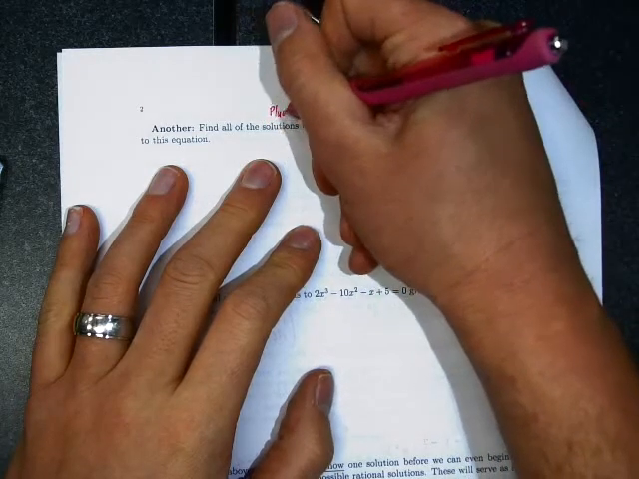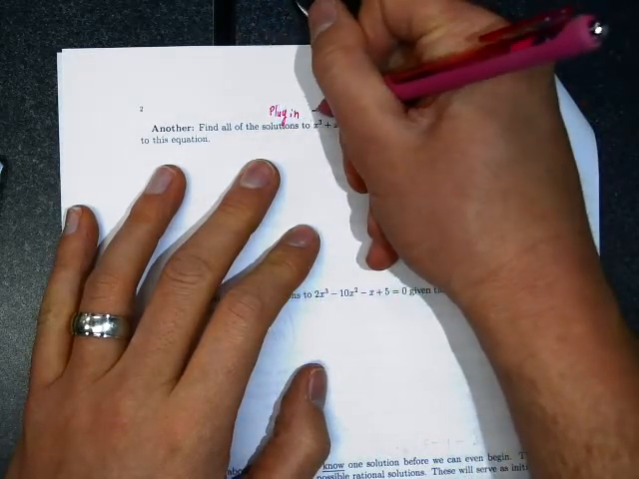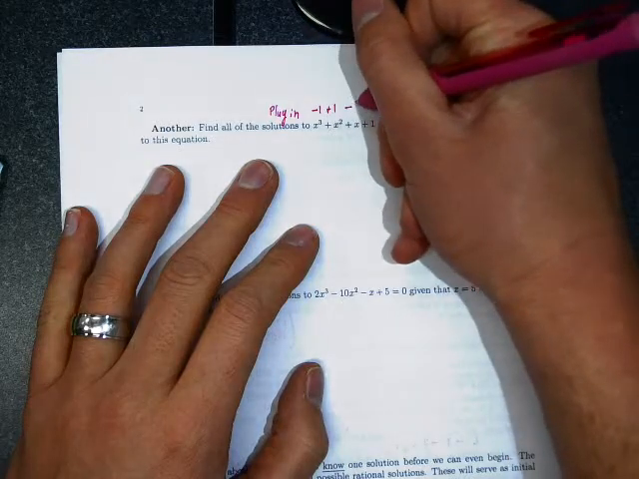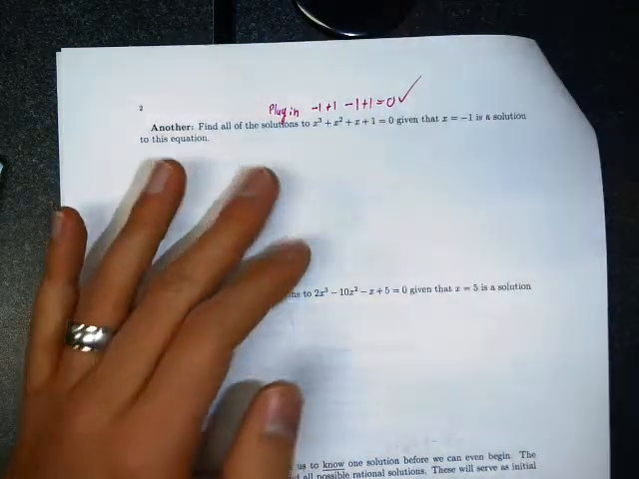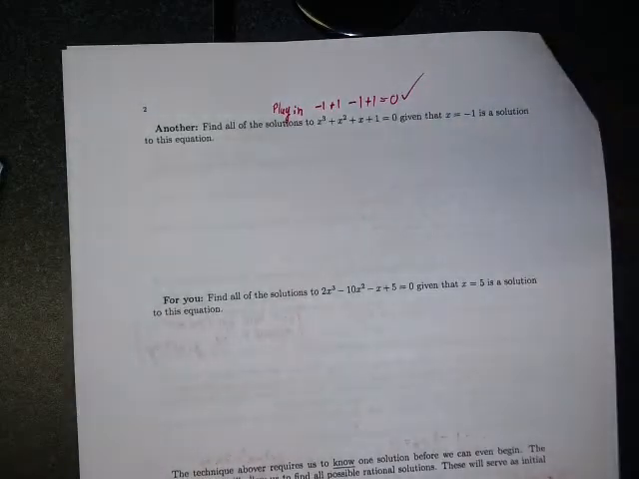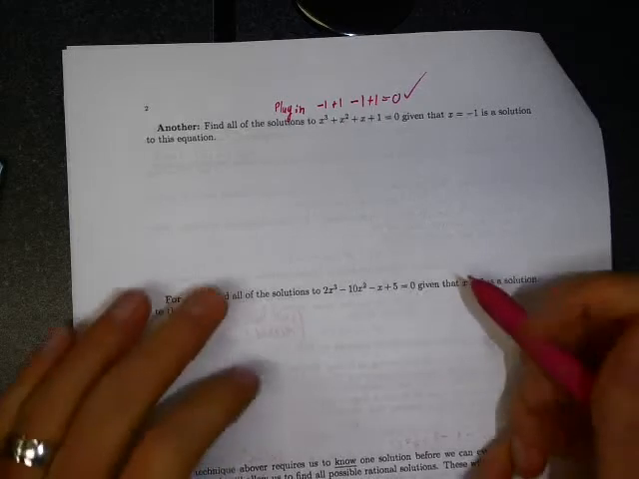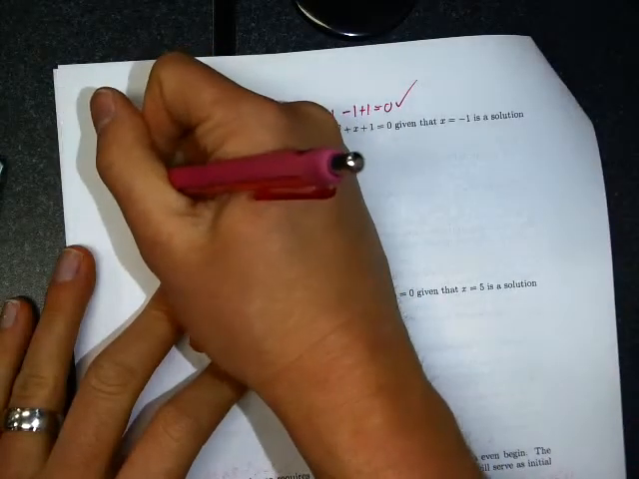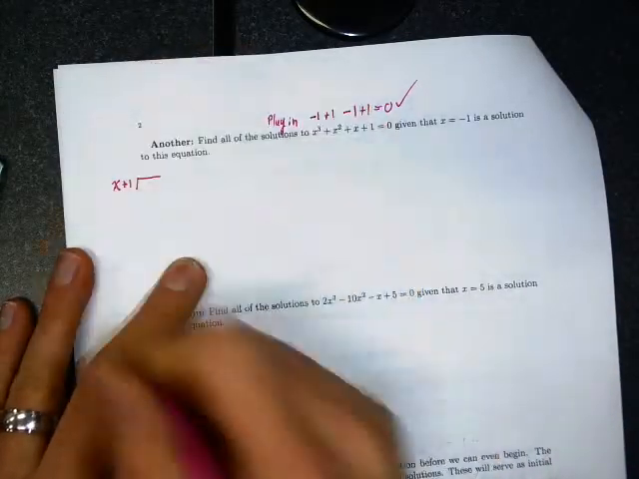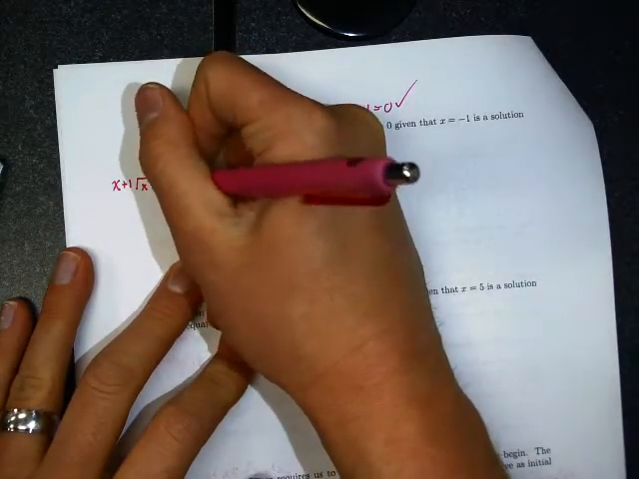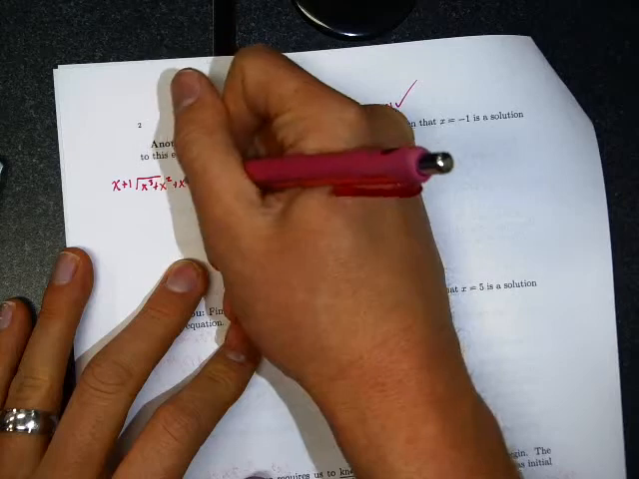I think so. Let's just plug in real quick. -1 cubed is -1, -1 squared is 1, -1 is -1 plus 1. Yeah, that's 0. So because x equals -1 is a solution to that equation, what factor must this have? X plus 1. So let's do it. Let's divide x plus 1 into x cubed plus x squared plus x plus 1.